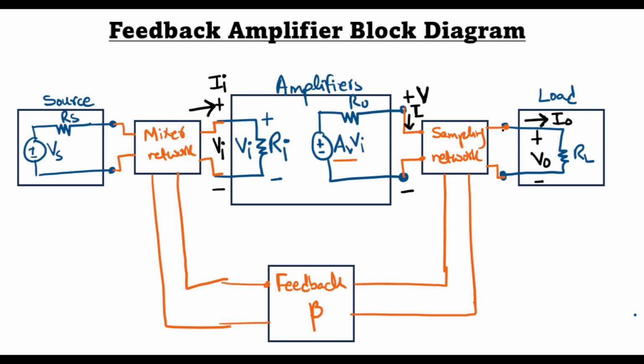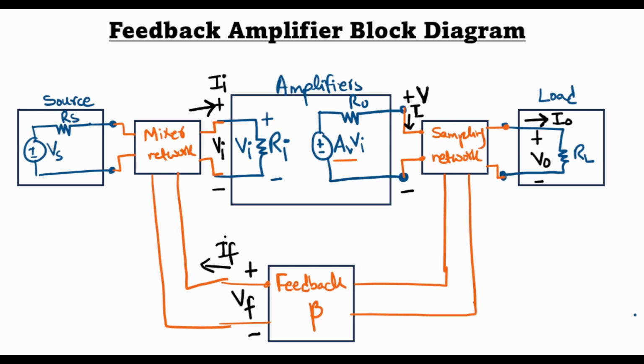A part of this output signal is then fed back to this feedback network, and the output of this feedback network, let's call it VF, and the feedback current, which can flow in either direction depending on how the feedback network is connected, let's call it IF.